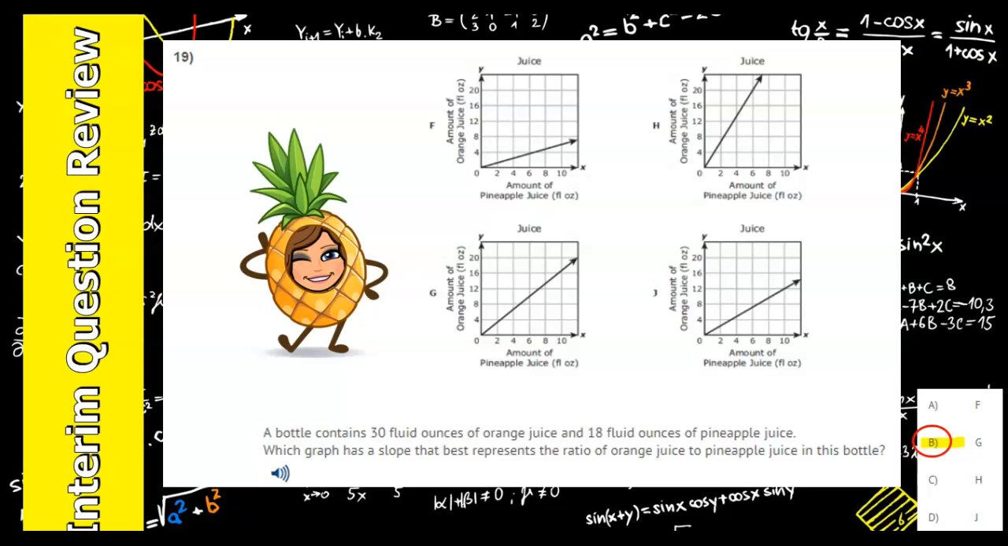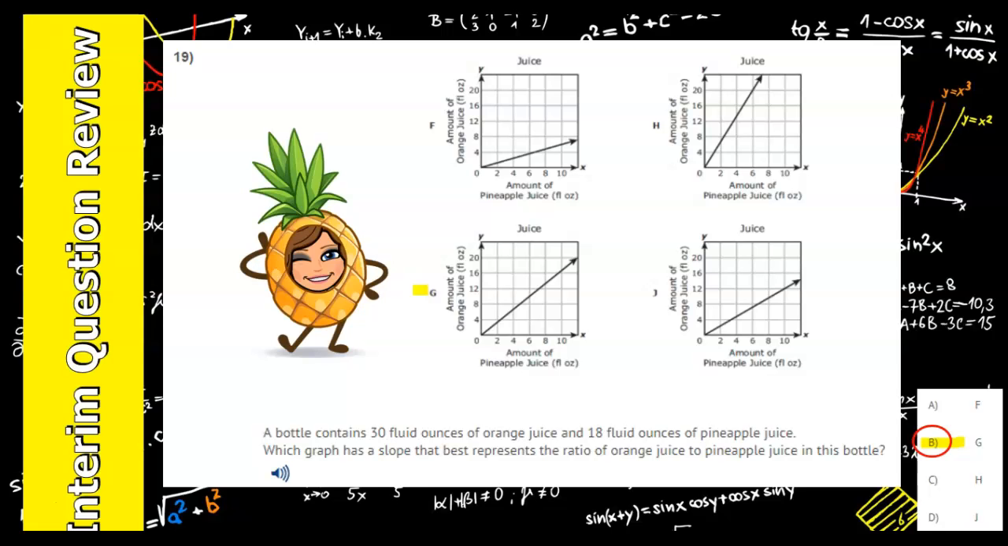And I'm working that out now. And so that would be, for every 1 ounce of pineapple juice, there's about 1.67 ounces of orange juice.